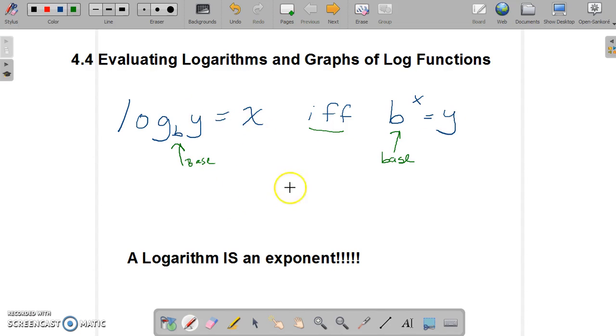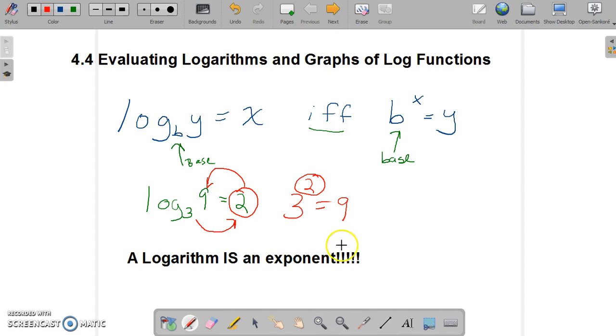So basically what I want you to understand is when you have something like log base 3 of 9 equals 2, what that means is, if I rewrite that in exponential notation, this is logarithm notation. Exponential notation looks like this. I'm going to put these arrows here for a reason. It's 3 to the second power equals 9. That's what I mean by a logarithm is an exponent. A logarithm is an exponent.